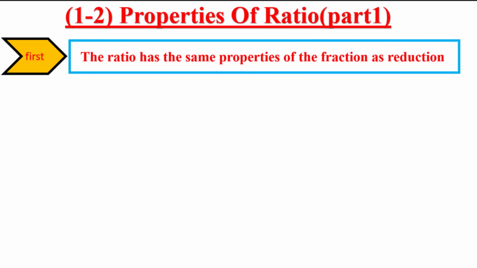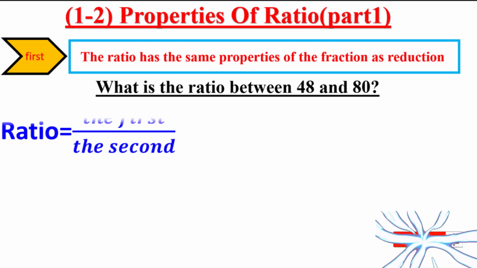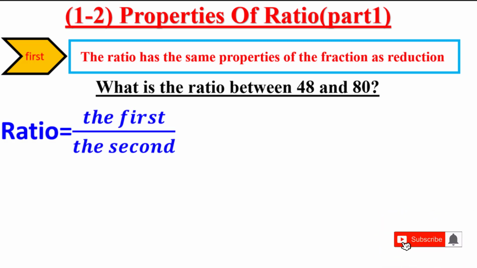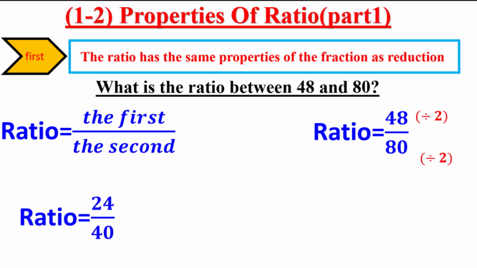If you are asked what is the ratio between 48 and 80, we studied before that the ratio equals what? Yes, equals the first number divided by the second number. So we can write the ratio between 48 and 80 as a fraction. We will get ratio equals 48 divided by 80. The two terms of the ratio are divisible by 2. So simplify, dividing by 2, we will get 24 over 40.